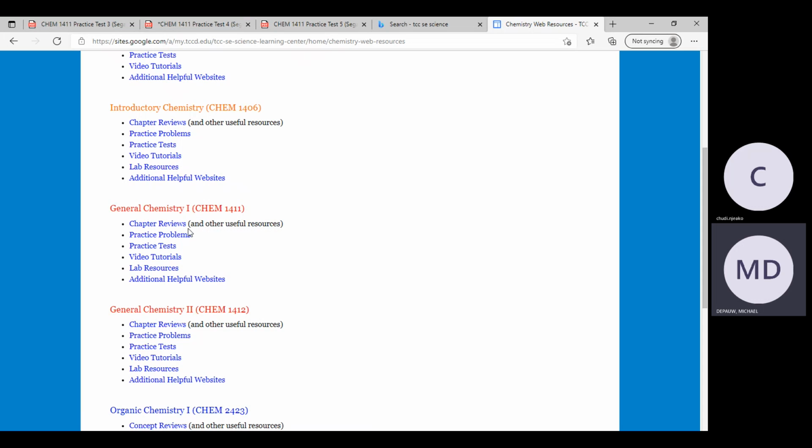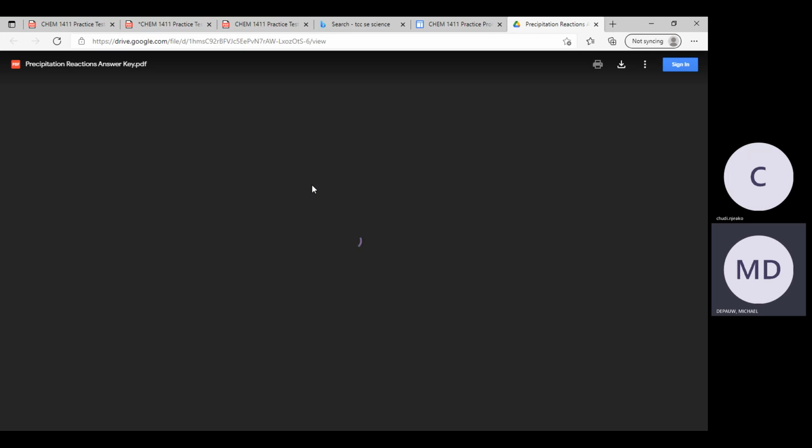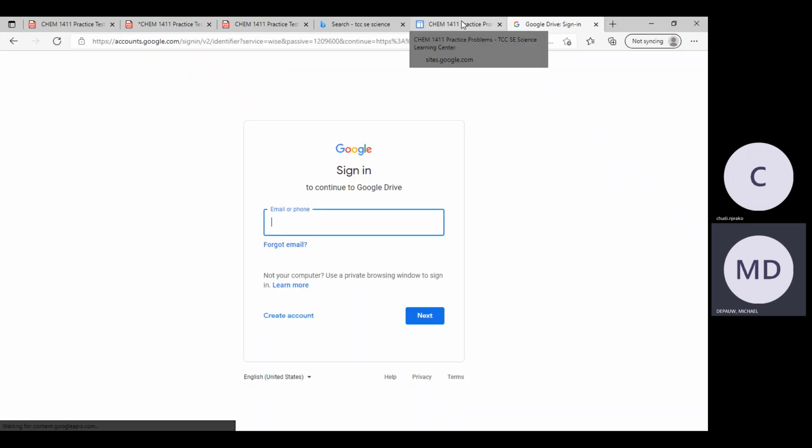But basically, if I go down to under General Chemistry 1, Practice Problems, scroll down to aqueous reactions and solution stoichiometry, there's a section on net ionic equations that's pretty good, and precipitation reactions, net ionic equations. And the answer key is completely worked out. So you can see that.